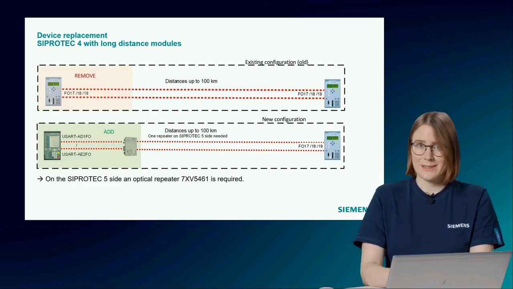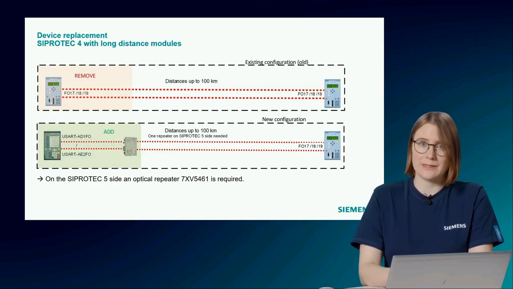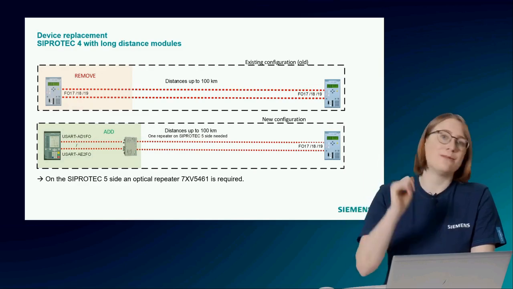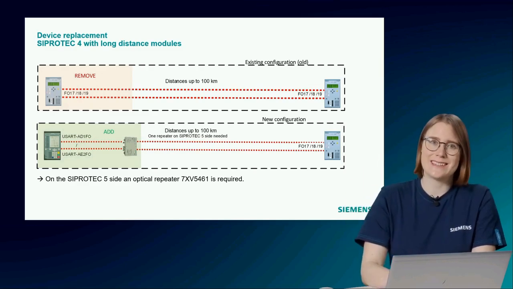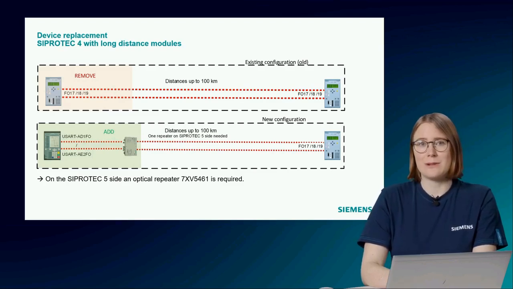Okay, let's talk about the use cases where you have a long distance module on the CBOTEC 4 side. Here, additional equipment is necessary. The sketch on the upper half of the slide shows the existing communication topology for a distance up to 100 km with 2 long distance modules, FO17, 18 or 19.